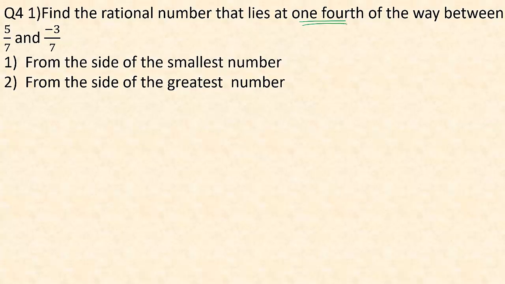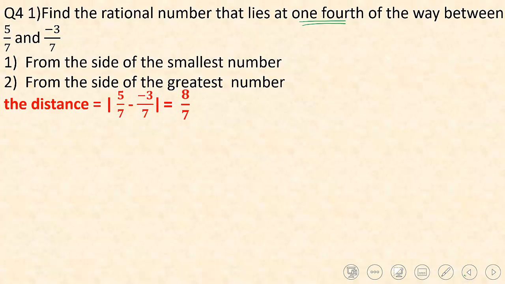We said that to solve those questions, first, we must determine which number is greatest and which number is smallest. It's easy to know that any negative number is smaller than any positive number. So negative 3 over 7 is smaller than 5 over 7, and that's obvious. The second step we should do is to calculate the distance between the two numbers. We said that the distance between any two numbers is the absolute value of the difference. So 5 over 7 minus negative 3 over 7, and this equals 8 over 7. Now I know the distance, the smallest number, and the greatest number.